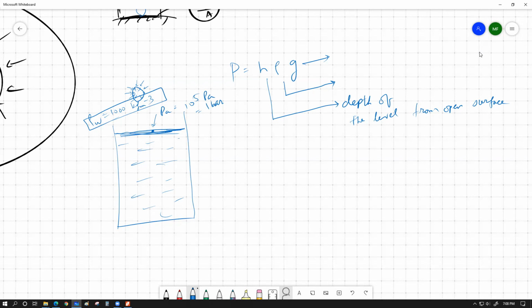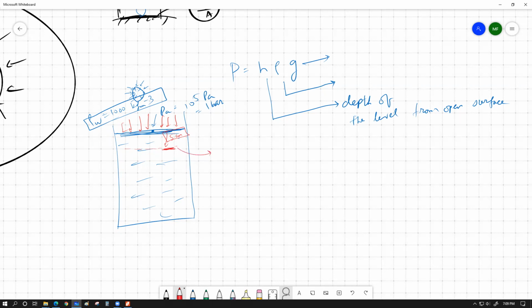Now, if we go down, let's say I want to measure the pressure at this level, what would be the pressure of this level? Let's say this depth is 5 centimeters. The pressure at this level is going to be the combined pressure of the atmosphere working on the surface plus the pressure produced by this amount of liquid above. So H in this case represents the depth of this level from the open surface. 5 centimeters is not the height of this thing, it is the depth from the open surface. That's how it's easier to remember.